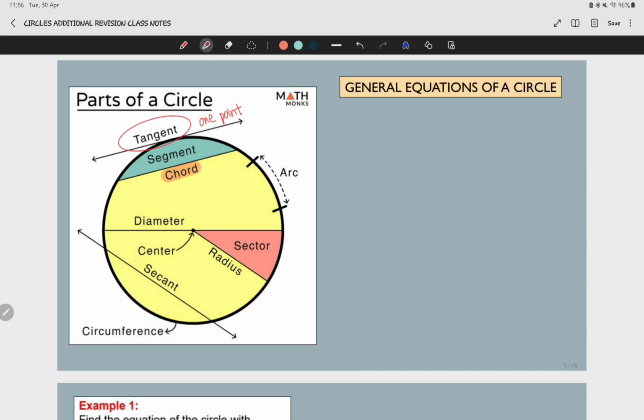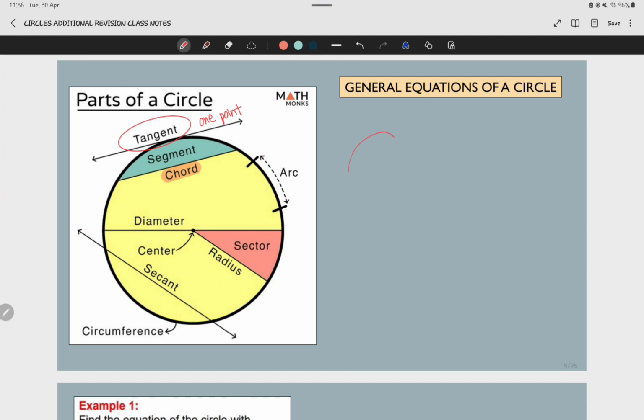So the locus of that point would be the circle shape. So that is what I mean by locus, a moving point which creates a shape. So the general equation for a circle is quite easy. You just remember that we have one circle here.